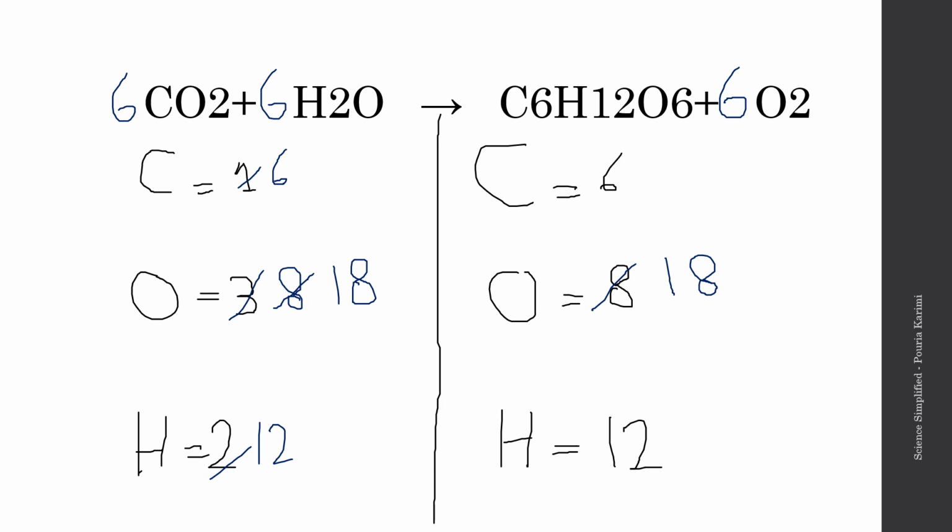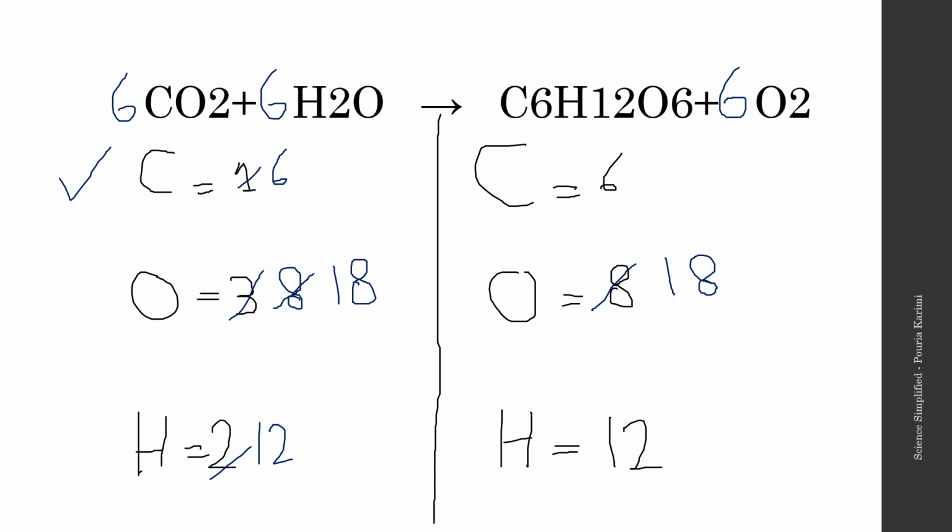But let's recount everything to make sure we didn't do anything wrong. So it should be 6 carbon. There's only 6 carbon here, it's fine, and there's only 6 carbon on the other side. So this is fine. Now we should have 18 oxygen. 6 times 2 is 12. 12 plus 6 is 18.